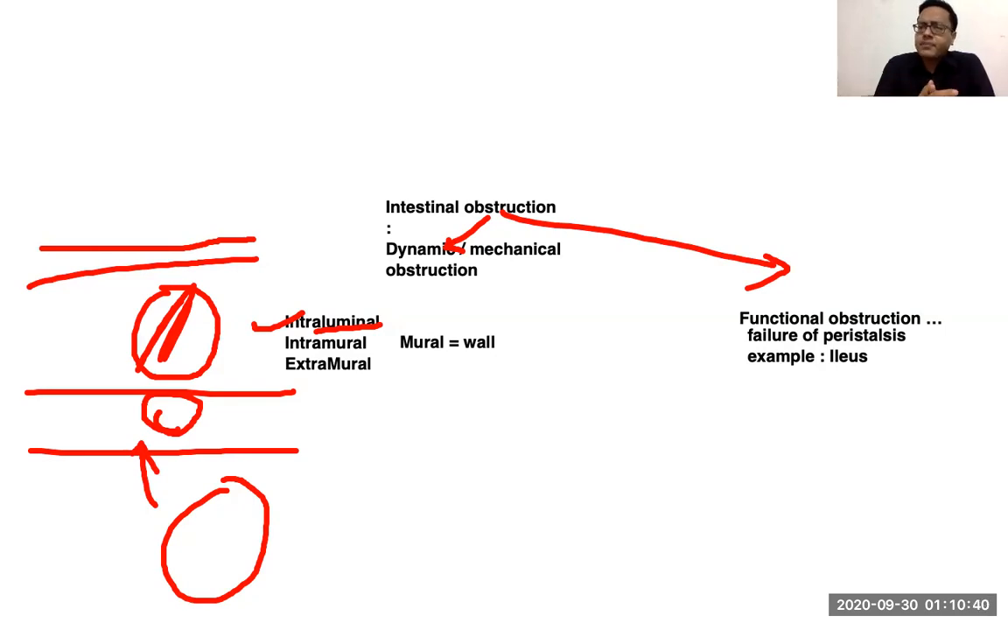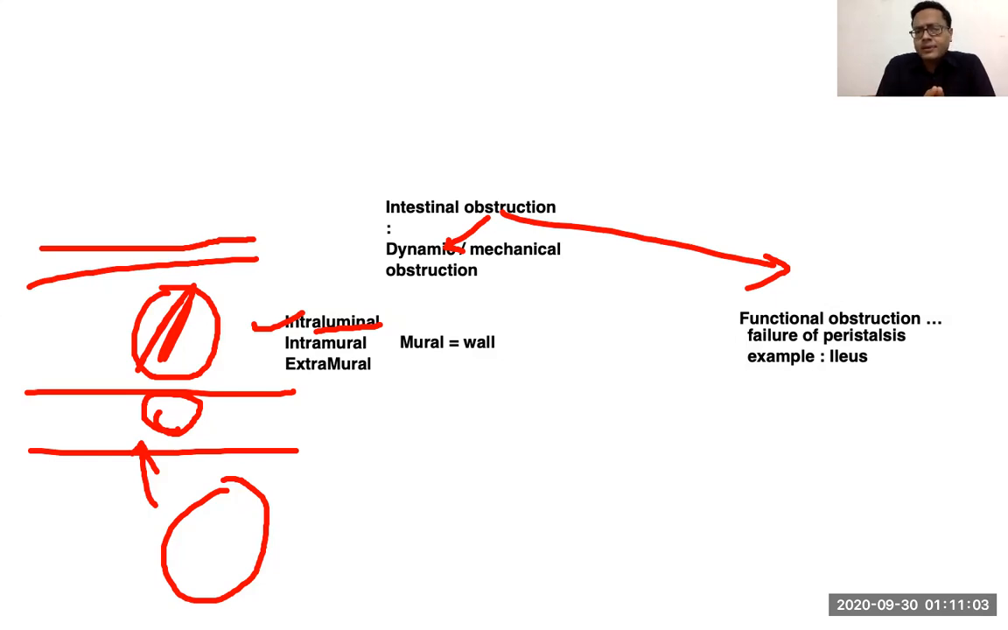It could be due to some mechanical obstruction related causes, which we call dynamic intestinal obstruction, or it could be due to some functional causes where there is a failure of peristalsis, like for example ileus, which is commonly seen after surgery. It could be drug induced, could be associated with dyselectrolemia, or other conditions. That is, I'm talking about the functional obstruction.